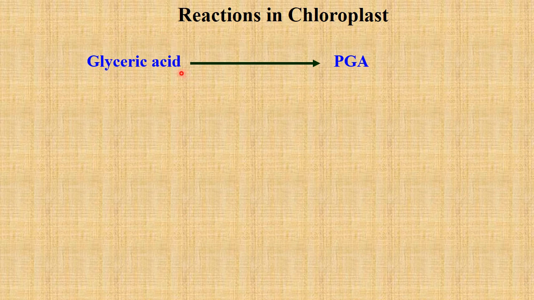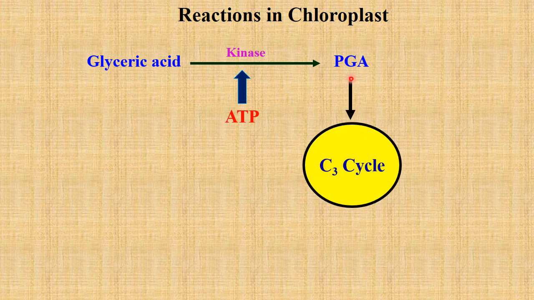The glyceric acid from peroxisome enters into chloroplast, and this glyceric acid is converted into phosphoglyceric acid with the addition of ATP and with the help of enzyme kinase. Here this glyceric acid is phosphorylated and it is converted into phosphoglyceric acid. This PGA, which is a phosphoglyceric acid, enters into C3 cycle for fixation, and again this cycle continues.